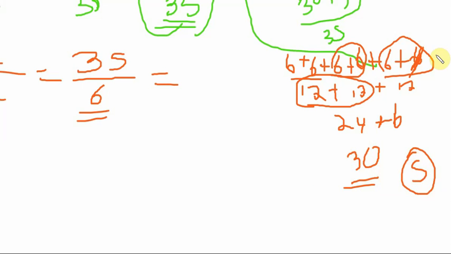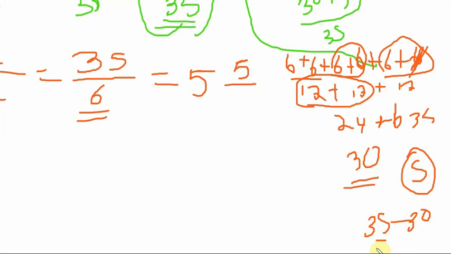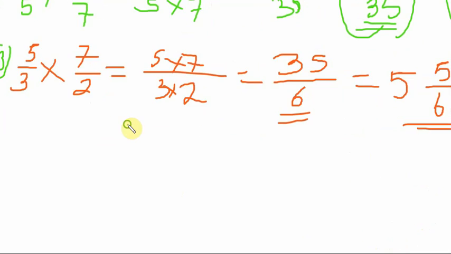30, remainder is 5. So 6 goes into 35 how many times? 5 times. The remainder is 5, because 35 minus 30 gives us 5. Okay, cool. So just bring down the denominator, which is 6. So 5 and 5 over 6 is our final answer there.